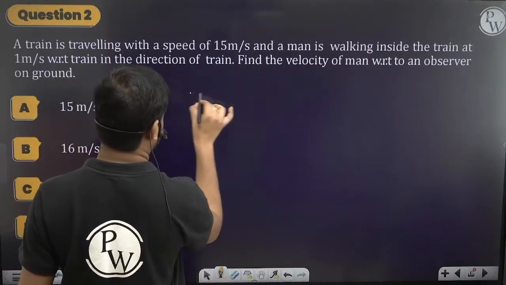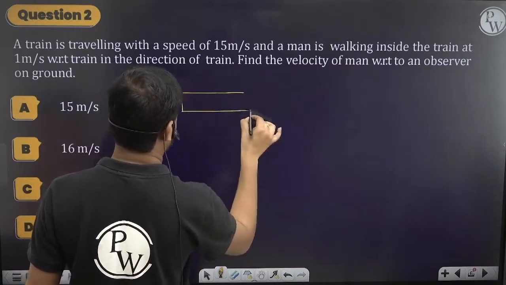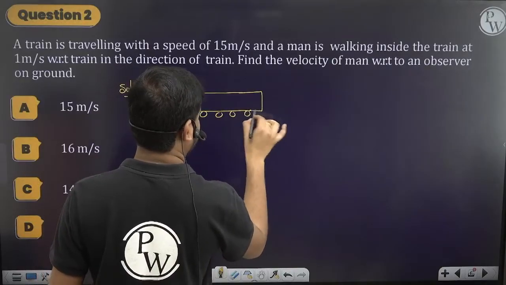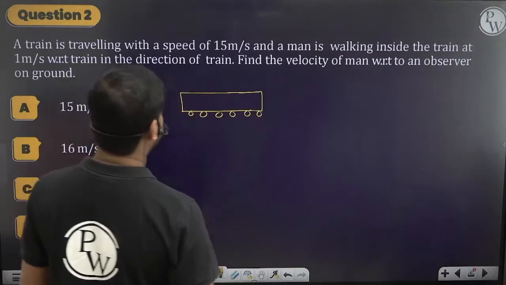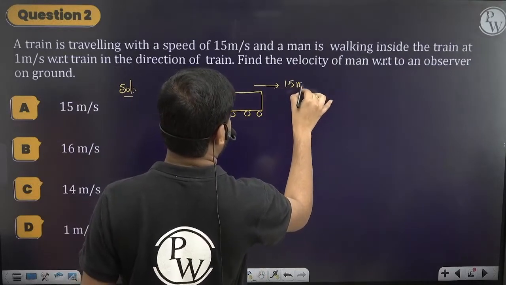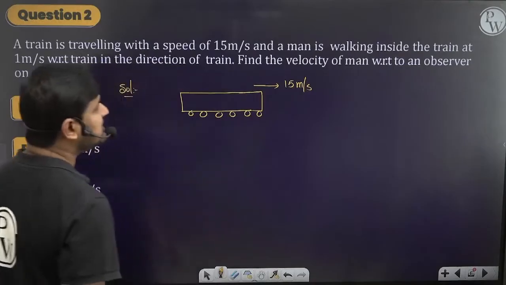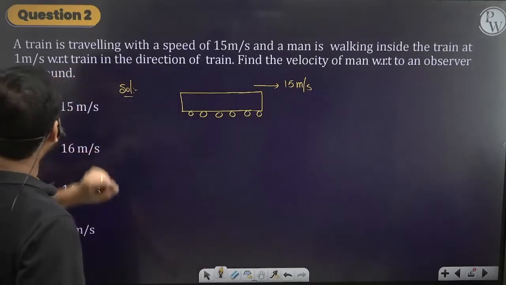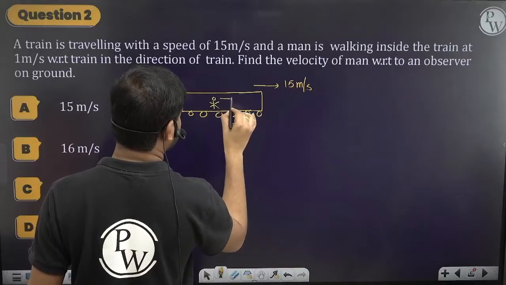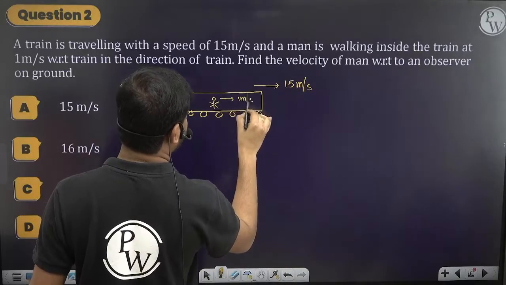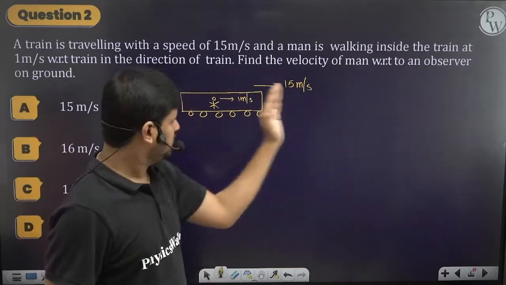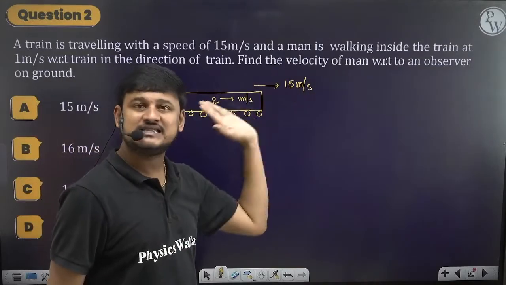See here, so here is a train. Let's suppose here is a train. The train is moving at a speed of 15 meter per second. And then a man inside the train is walking at a speed of 1 meter per second, in the direction of the train. So the train is moving to the right, let's suppose, and the person is also walking in the direction of the train.